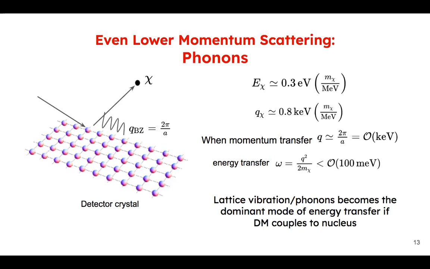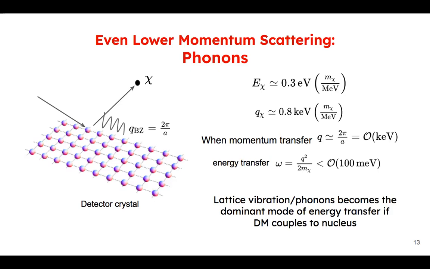The typical momentum scale of a phonon is roughly the inverse lattice spacing. In any crystal, you have some regularity with the periodicity, and you can define a momentum from that. That's typically of the order of a few keV, and the corresponding energy range is 100 millielectron volt. So if you go below MeV, then you can actually use phonons as the primary excitations in your detector from dark matter scattering.